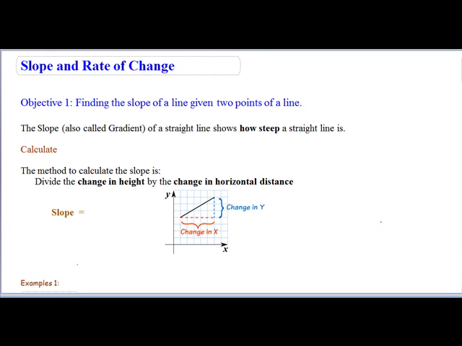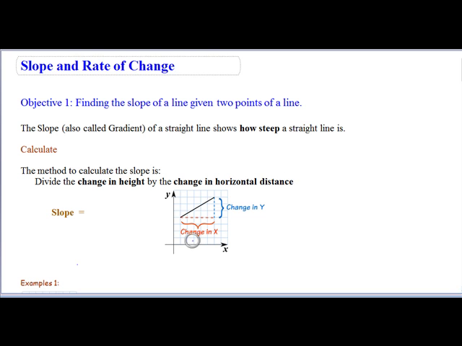In this lesson, we're going to learn to find the slope and the rate of change of the line. Objective number 1: find the slope of the line given 2 points. The slope of a straight line shows how steep a straight line is. So to calculate the slope, we divide the change in the height by the change in the horizontal distance.